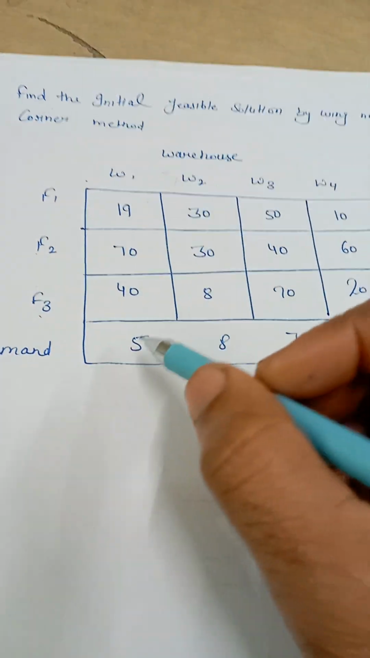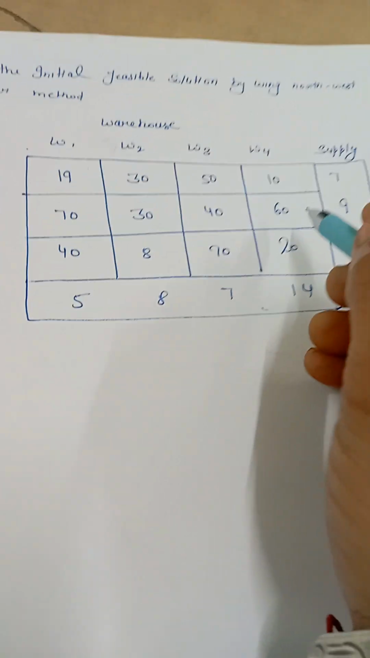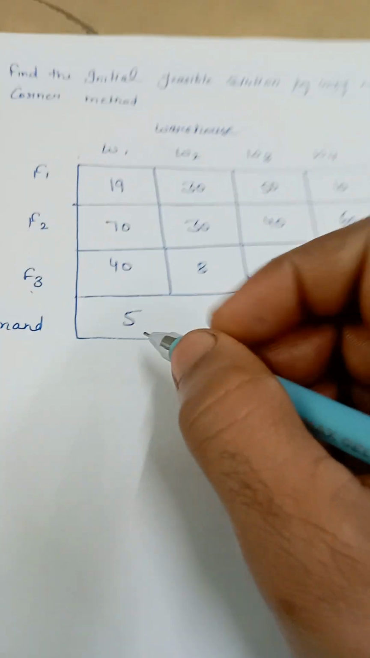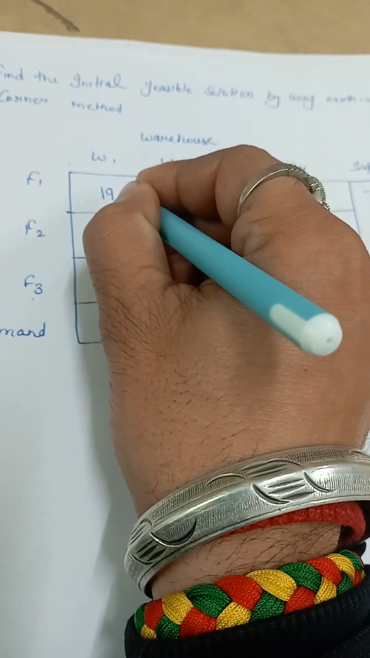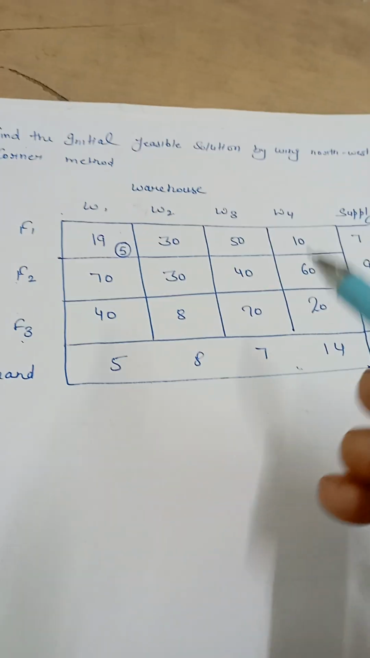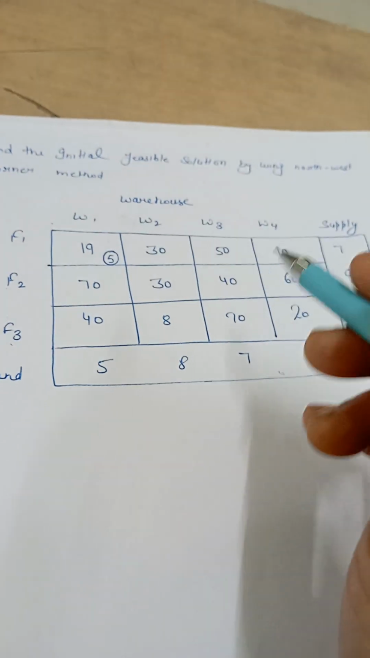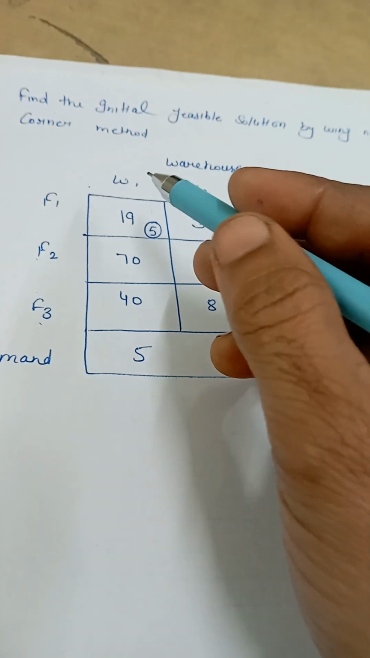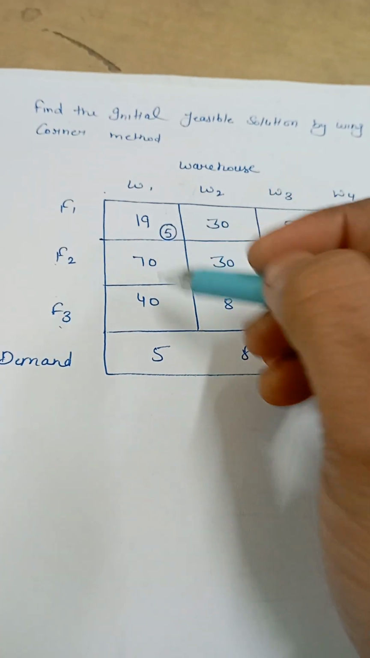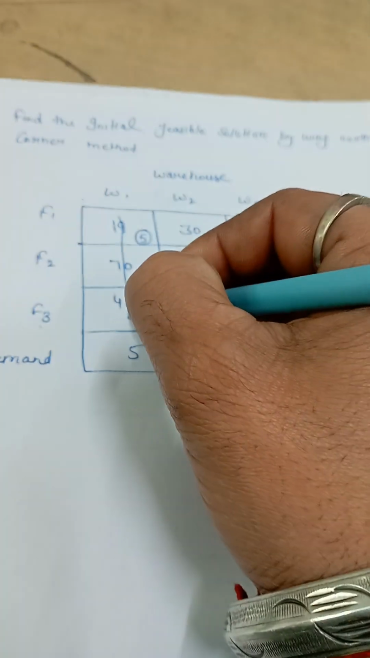Now we apply it to the first column. Here supply is 7 and demand is 5. When we check, supply is greater than the demand, so we put the first column demand, that is 5, here. Now we move to the next column, warehouse 2, because the demand of the first column is already satisfied. Then we delete the first column.